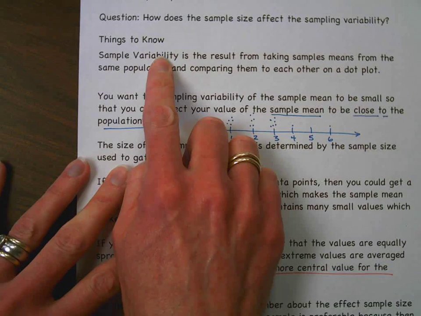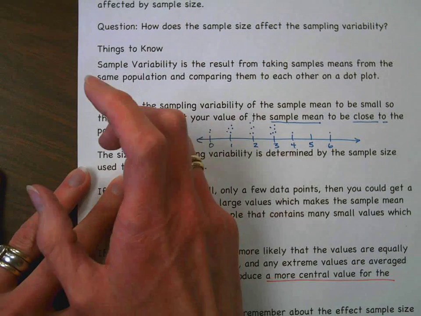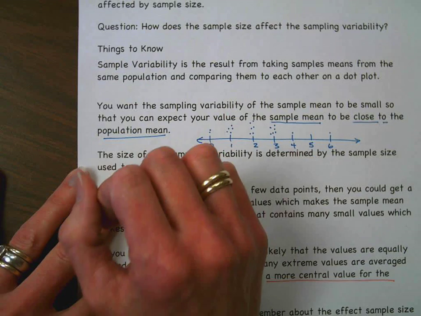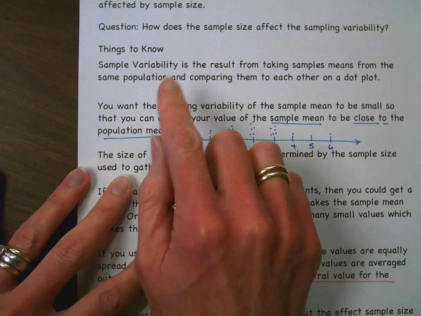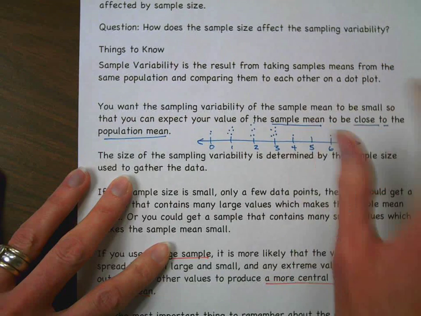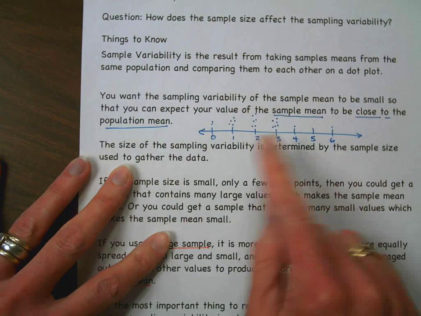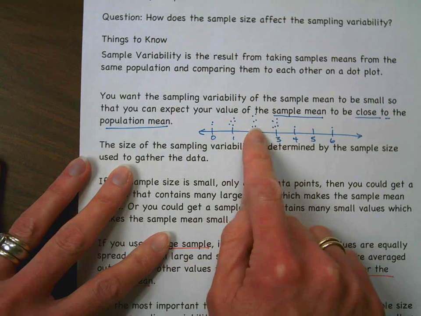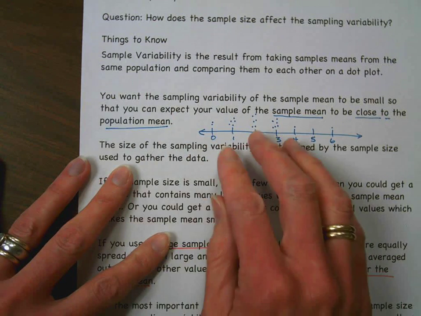Okay, so sample variability is basically when you are looking at some data, you find the mean of that data, and then you post your mean on a community dot plot. Everybody else posts their mean on that same community dot plot, and then you look for how spread out your means as a class are.